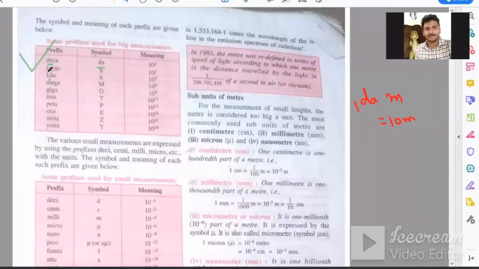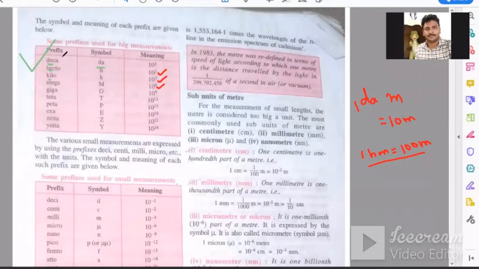Similarly, if you are writing 1 hectometer, hecto shortcut is H, so 1 hm is equal to 10 raised to power 2, that will be equal to 100 meter. Similarly, if you are writing 1 kilometer, then it will be equal to 10 raised to power 3, that is 1000 meter. And if you are writing mega, so 1 megameter means 10 raised to power 6.